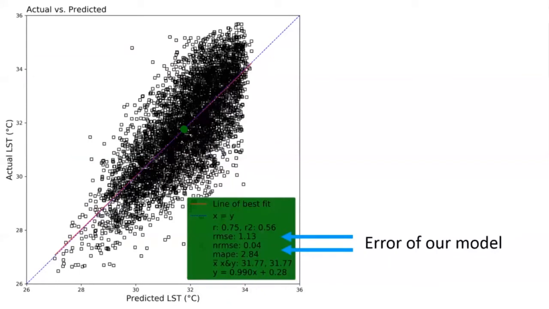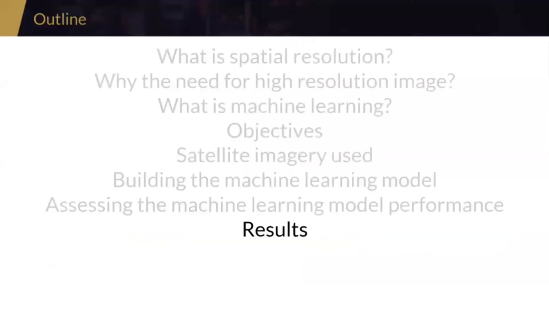There is no perfect model. Error is always present and the goal is to lower it as much as possible. If we use our model, we can expect that the error is more or less plus or minus 1.13 degrees Celsius, and the percent error of our model is only 2.84%. And finally, let us look at the results.